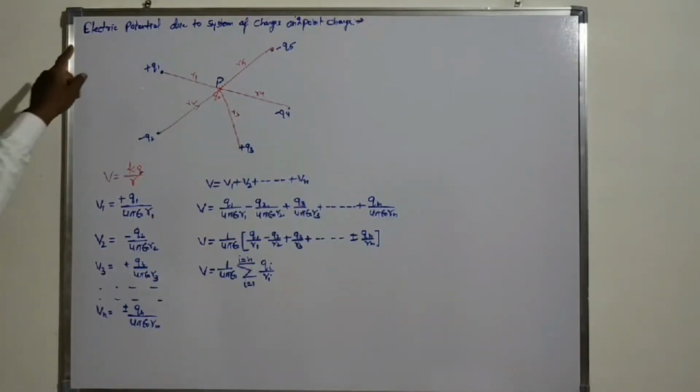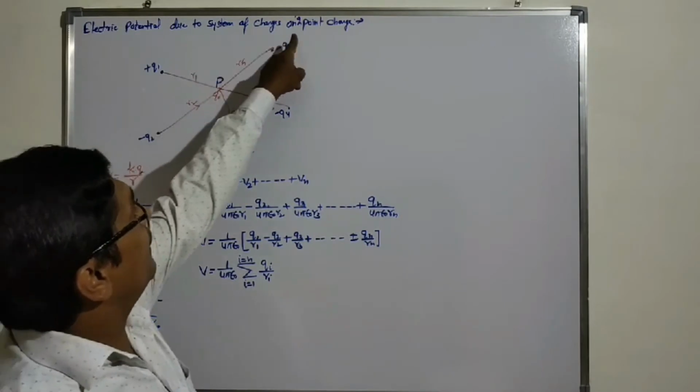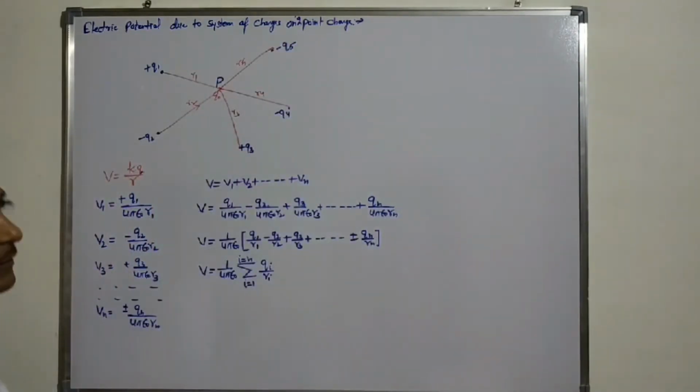So that is the electric potential due to a system of charges on a point or on a test charge. Clear? Okay. Now we are going to the next topic.